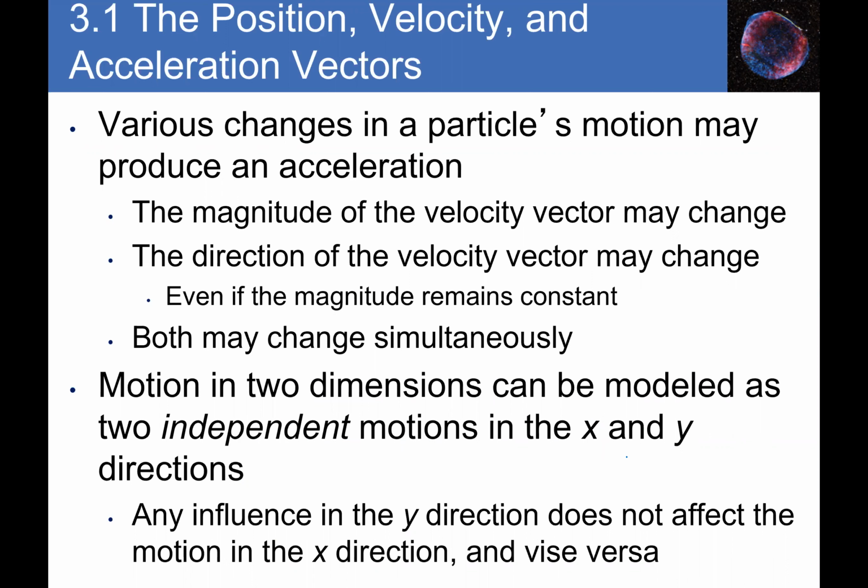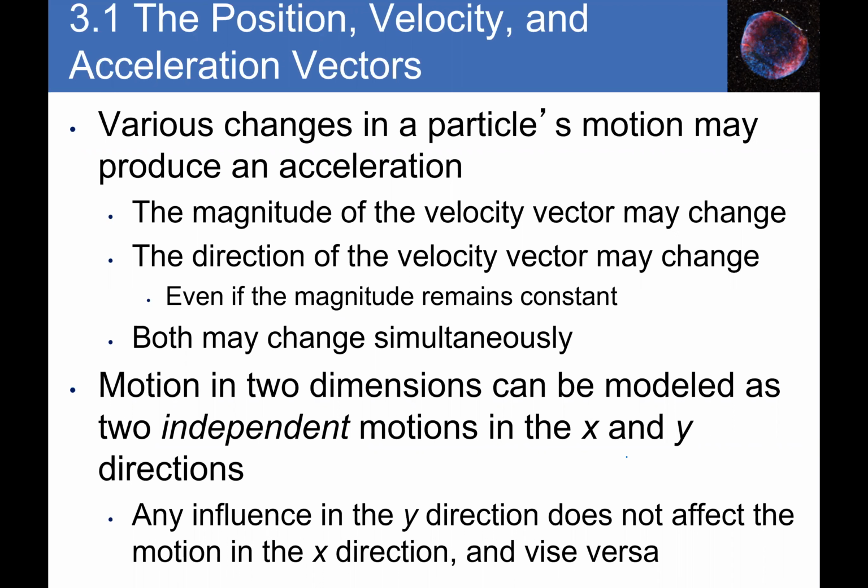That means you have a velocity changing direction even if the magnitude is the same. That means even if the speed is the same, right? You change the direction, you already have a change in velocity. What does it mean to have a change in velocity? It means that there's acceleration. So you can have either one of them or both of them at the same time.